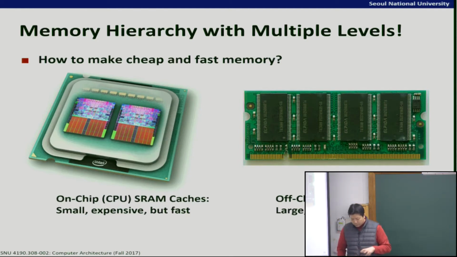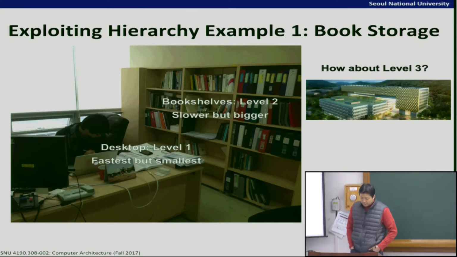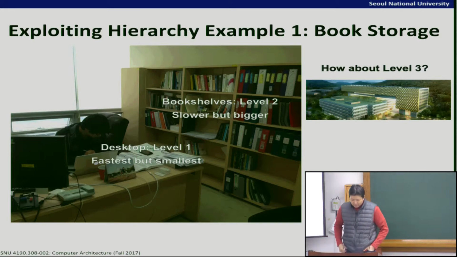To make this ideal memory system, we exploit the property called locality. Here is an example of exploiting locality. First is book storage. We have multiple places where we can place books. Level 1 is like a desktop. You can put your books on your desk. It's really fast to access, but it has very small capacity. Level 2 is a bookshelf, which is a little bit slower, but much larger. So there's a trade-off between the two. And level 3 is maybe the Kwanjong library, which has huge capacity, but is really slow to access.